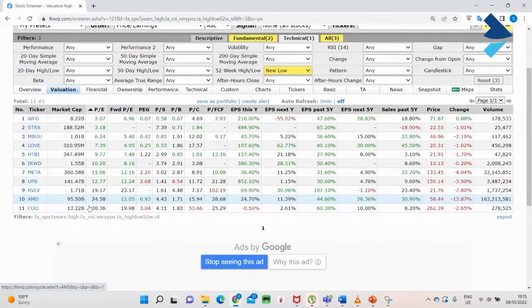ये मैं कभी समझाऊंगा कि price to earnings, this is for the past 12 months, this is for the next 12 months. So next 12 months में चूँकि growth आएगी तो price to earnings ratio गिर जाता है, right? So let's see, let's try to pick this up for now, right? Let's try to pick this up. AMD को pick करते हैं.